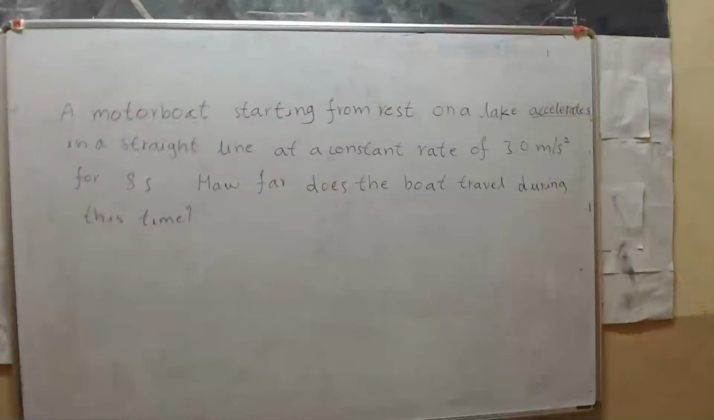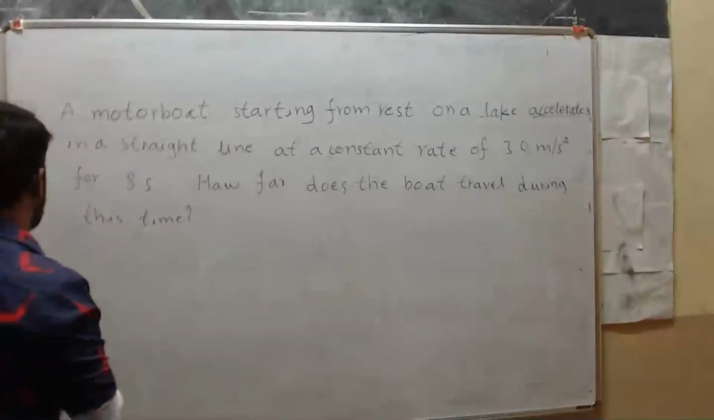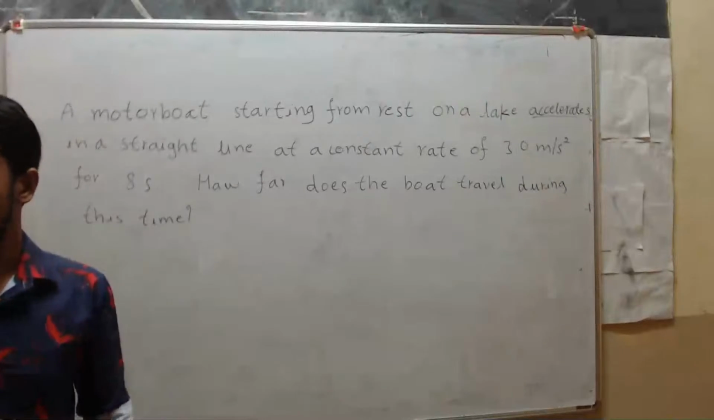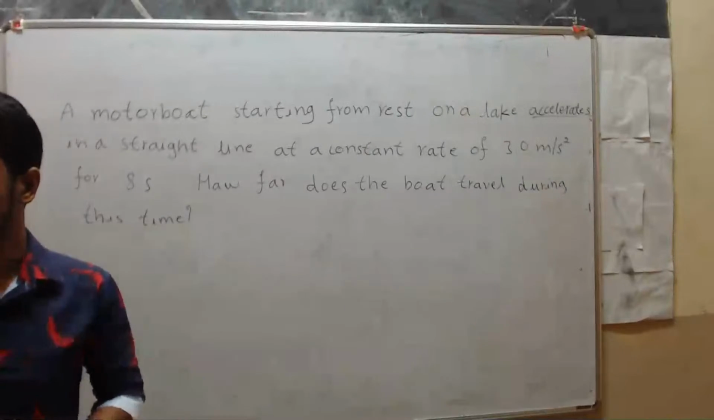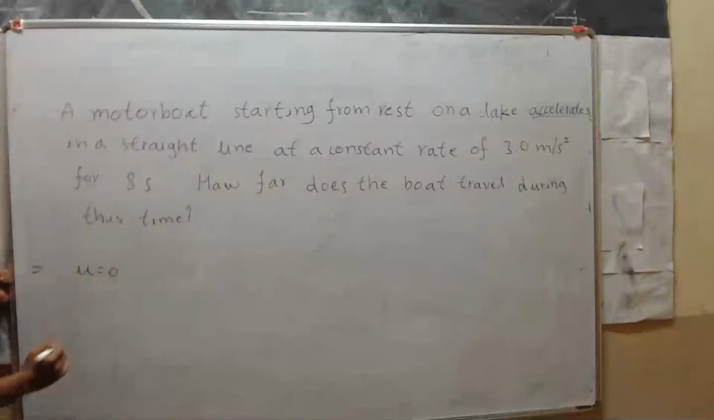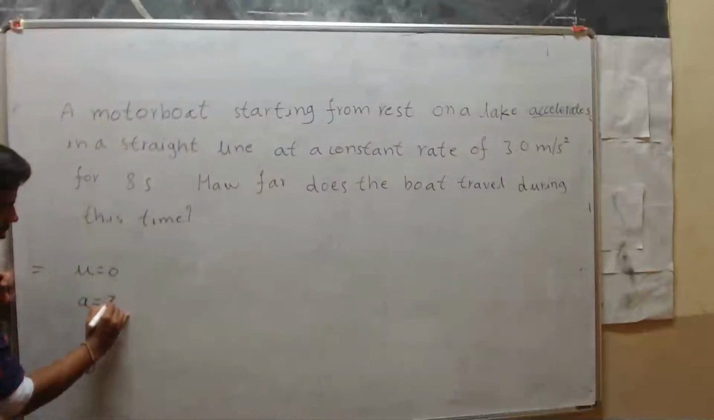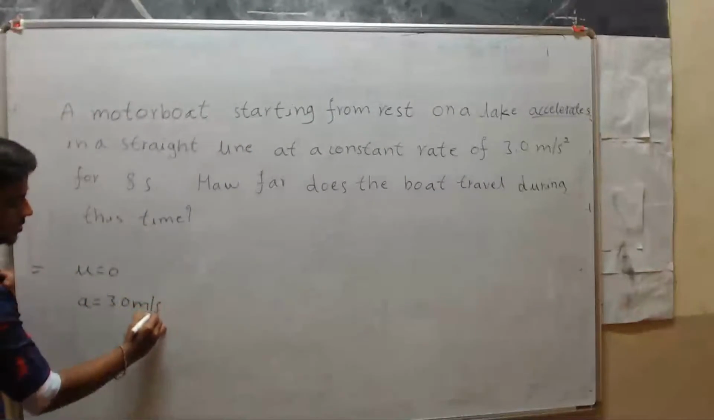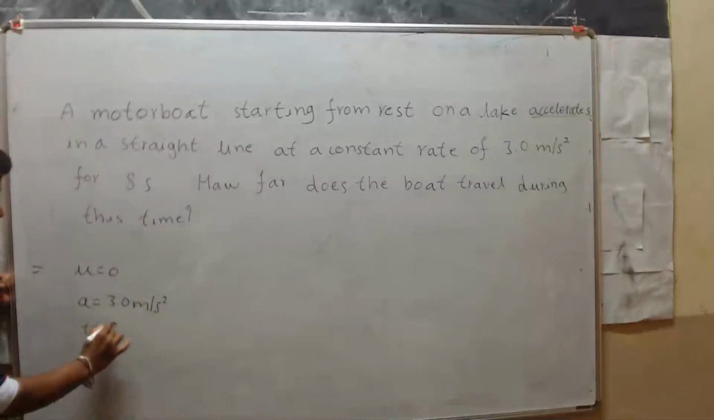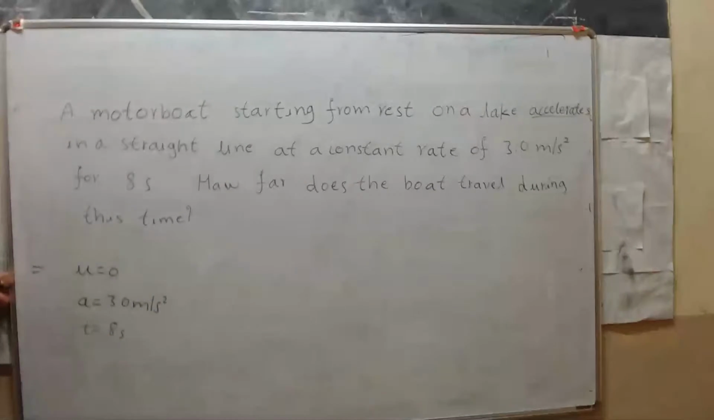Yes, 96 meter. Correct. See here, first. A motorboat starting from rest. So starting from rest means clearly we can say that initial velocity is equal to 0. Okay. So initial velocity is 0 and accelerates in a straight line, that is a is equal to 3.0 meter per second squared. Then for 8 seconds, so t equal to 8 seconds. We need how far does the boat travel?